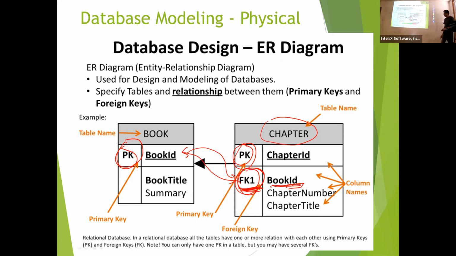Now in a relational database, all the tables have a relationship with one or more tables, okay? Using the primary key and foreign keys. The book table might be related to some other table as well. Book might have book details or other actual things. So in that table, you can carry the book ID and relate it. So each table will have at least one primary key, but you can have more than one foreign key in the table, because this table might be related to 5 different tables. Okay.